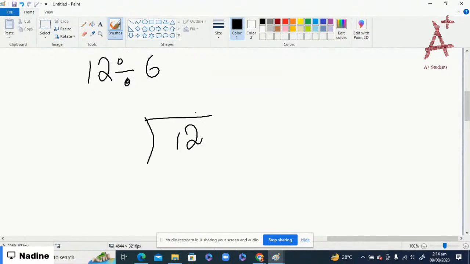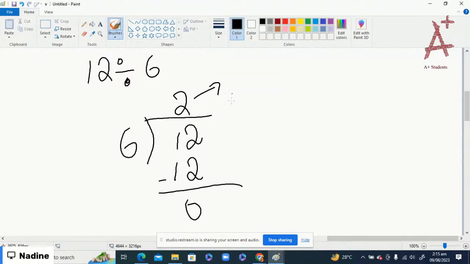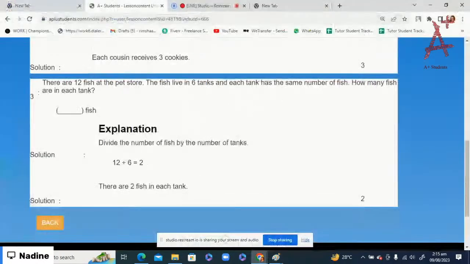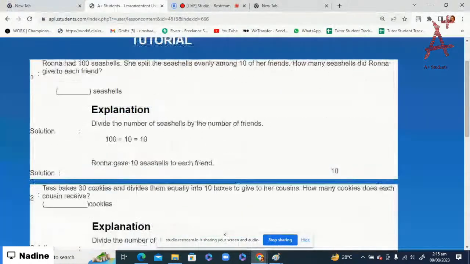Let's divide it. Just put 12 inside, 6 outside. So you guys tell me, 6 times which number is 12? Anyone? Okay, 6 times 1 is 6. Then 6 times which number is 12? 6 times 2 is 12. So here I'm going to write 6 times 2 is 12. Then we got the answer 0. So this is your answer. From here we are all clear that 2 fish are in each tank. Okay, let's move to the next question.